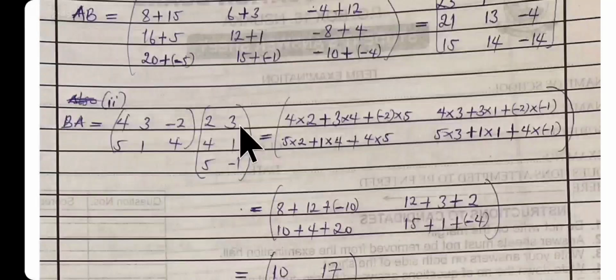So 4 times 3 plus 3 times 1 plus minus 2 times minus 1. That's what we have here. It will give us this entry. You discover that we are done with the first row. So we move to the second row now. The second row will give us the entries on the second row.